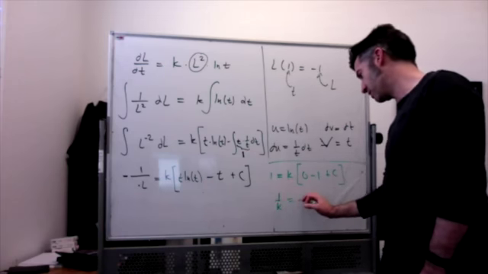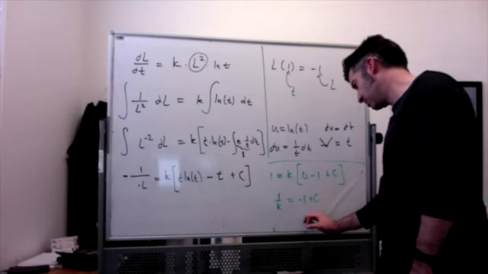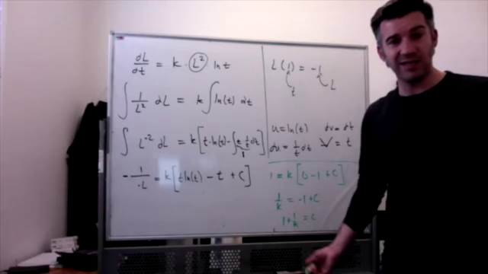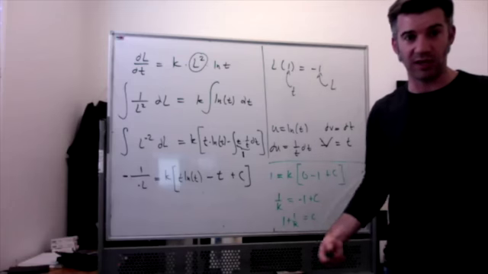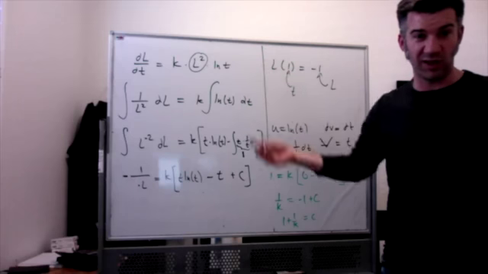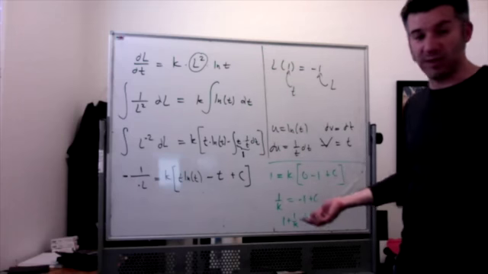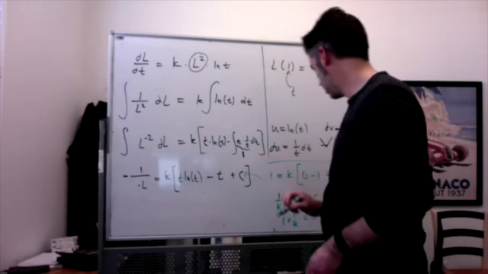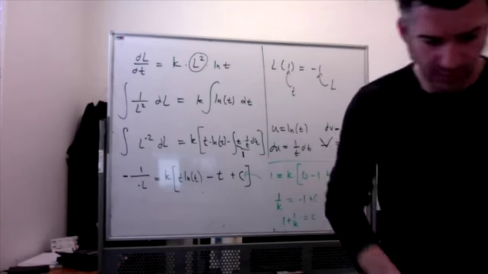1 over K equals negative 1 plus C. So C equals 1 plus 1 over K. And yeah, C is in terms of the other constant that was already in the differential equation to start with. It's not very nice, but it is what it is. So that's what's going to go in right there: 1 plus 1 over K.